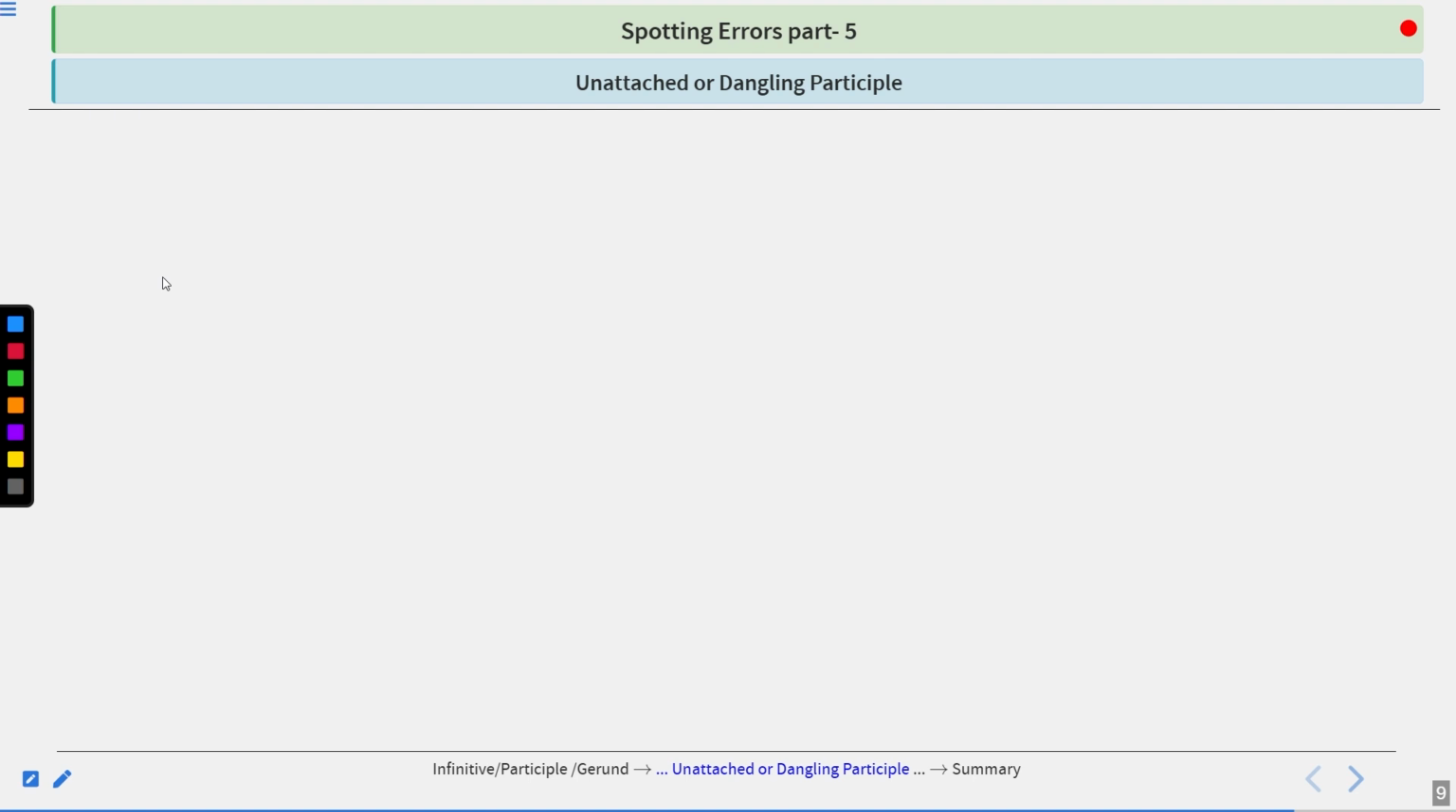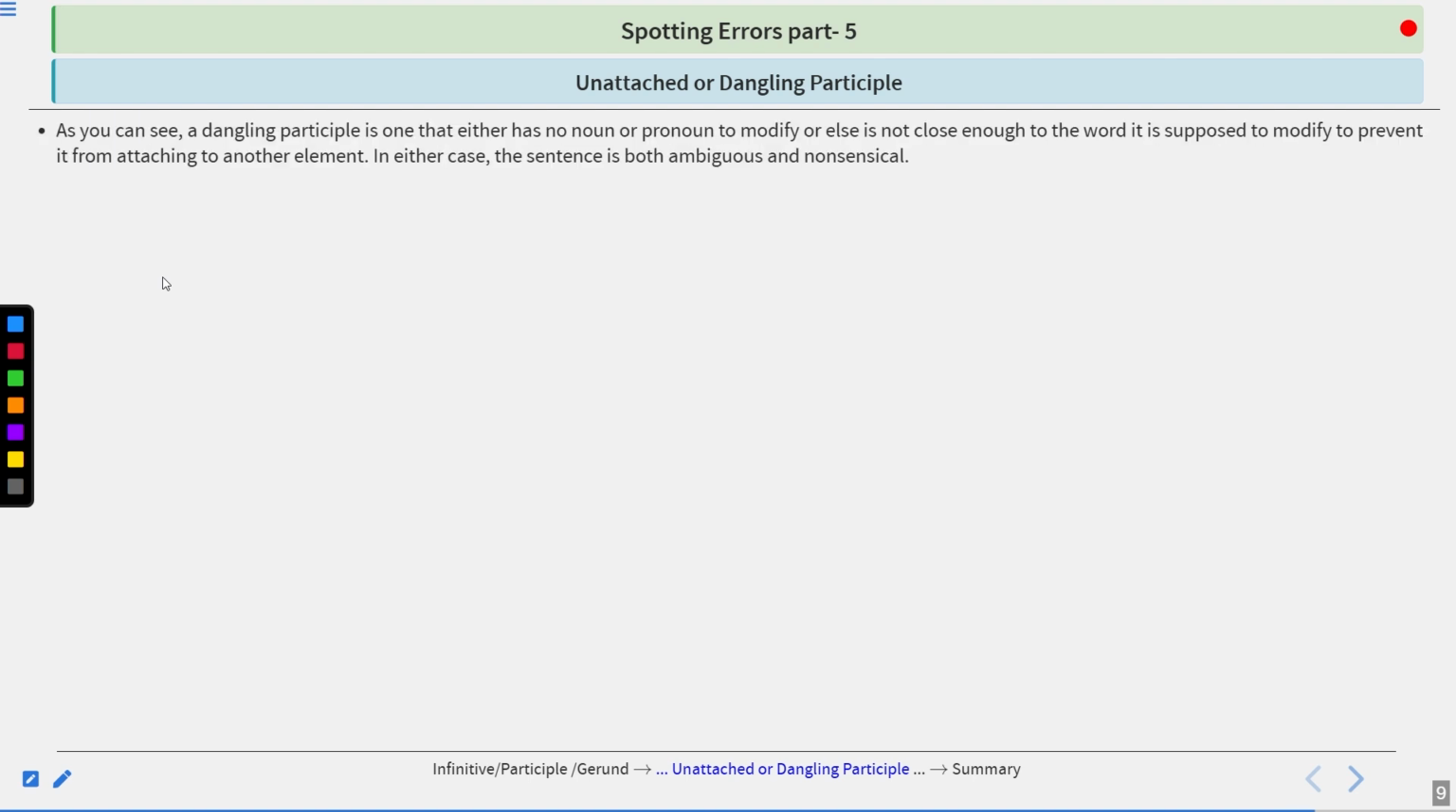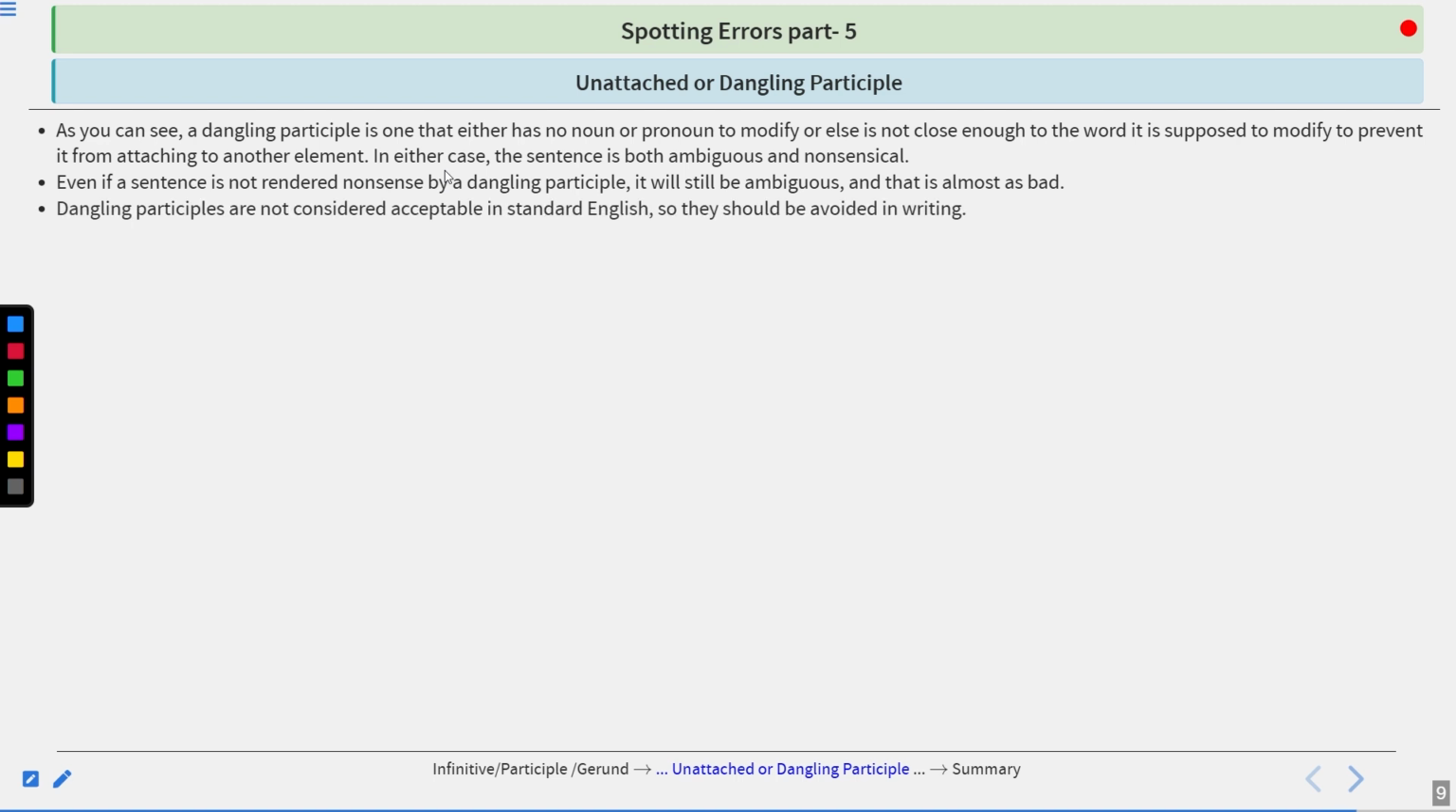Unattached or dangling participle. As you can see, a dangling participle is one that either has no pronoun or noun to modify or else is not close enough to the word it is supposed to modify to prevent it from attaching to another element. In either case, the sentence is both ambiguous or nonsensical. Even if a sentence is not rendered nonsense by a dangling participle, it will still be ambiguous, and that is almost as bad. Dangling participles are not considered acceptable in standard English, so they should be avoided in writing.